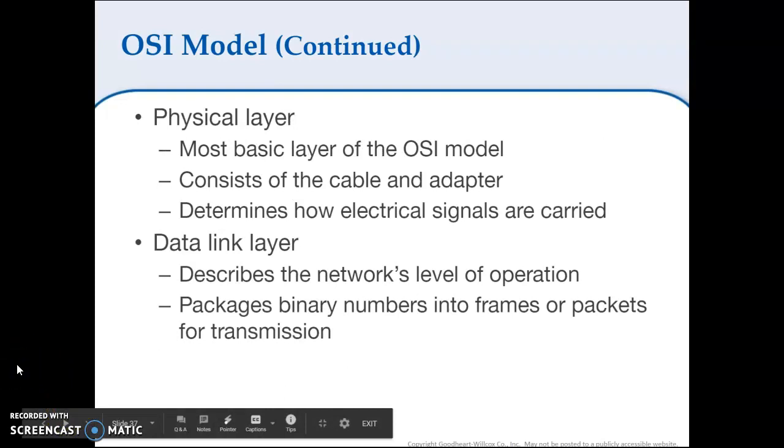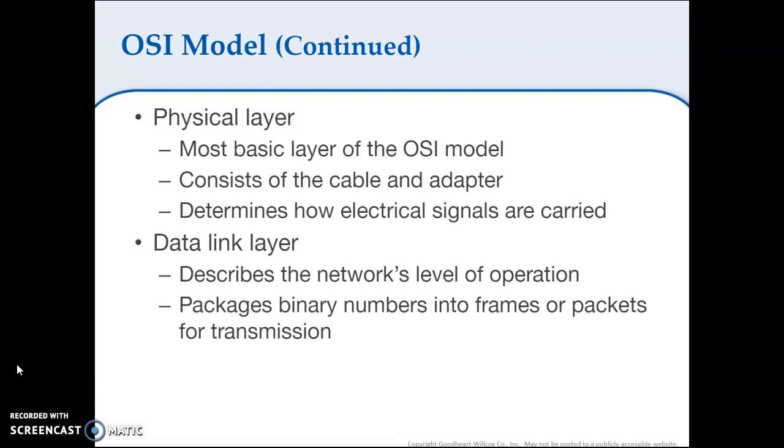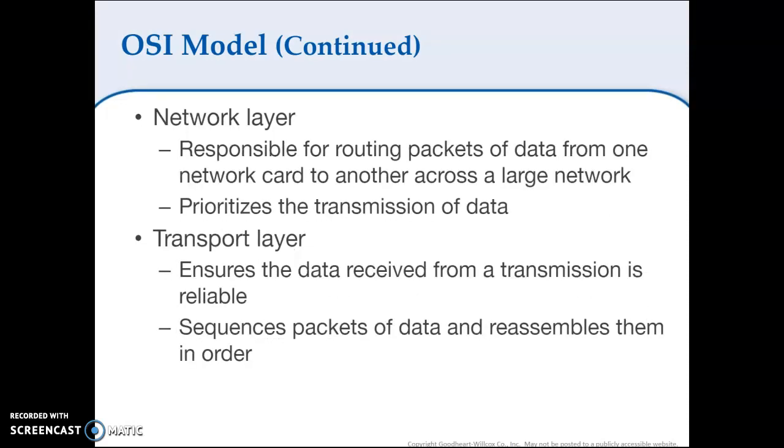The physical layer is the most basic layer of the OSI model. It consists of cable and an adapter, and it determines how electronic signals are carried. Then moving on to the data link layer, which describes the network's level of operation and packages binary numbers into frames and/or packets for transmission. Then it moves on to the network layer, which is responsible for routing packets of data from one network card to another across a large network, and also prioritizes the transmission of the data.